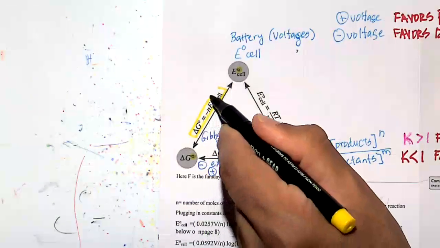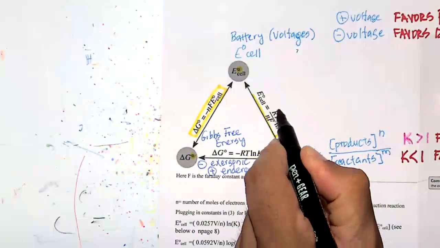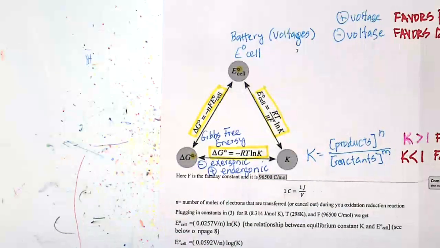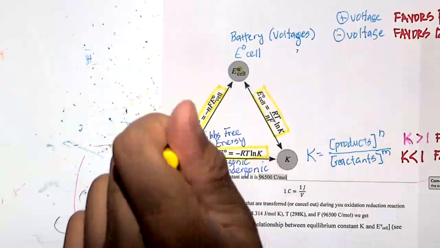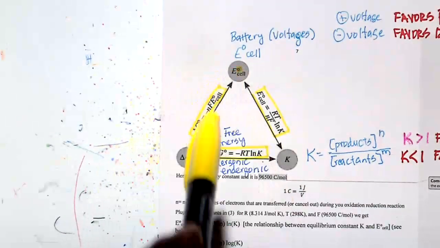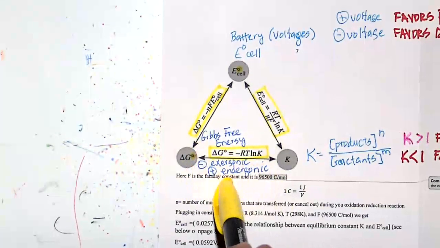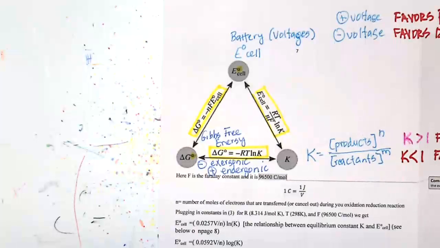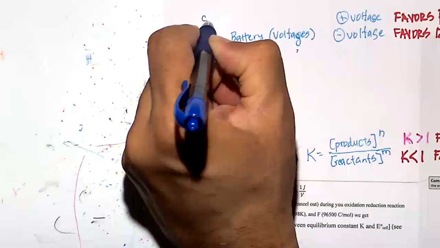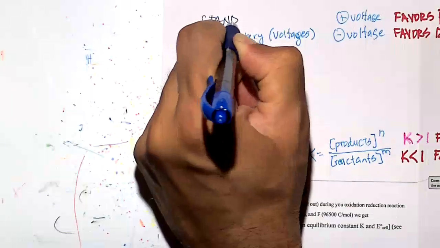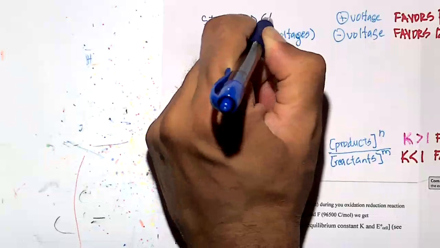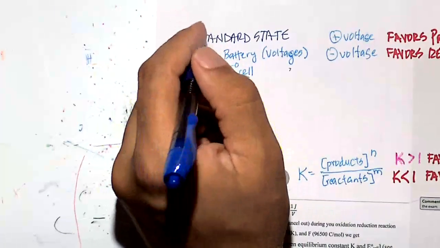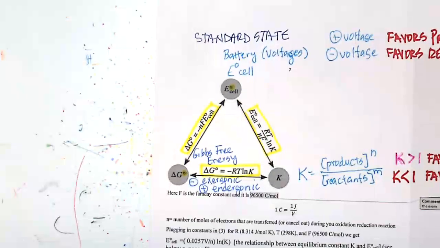So this triangle relates these three equations. Like I said, I'll give this to you on the exam. So whatever you need: you want to relate thermo to Ecell, you want to relate K to delta G, you want to relate K to Ecell. These equations do it. All these equations represent standard state. And all these equations represent some form of equilibrium where the reaction is settled.